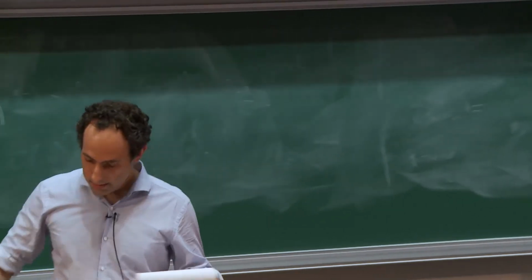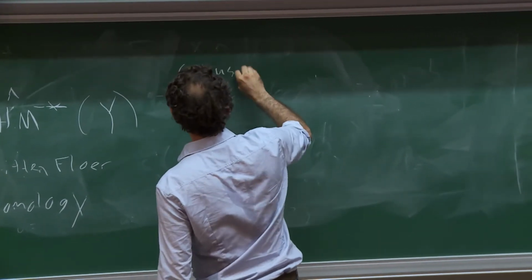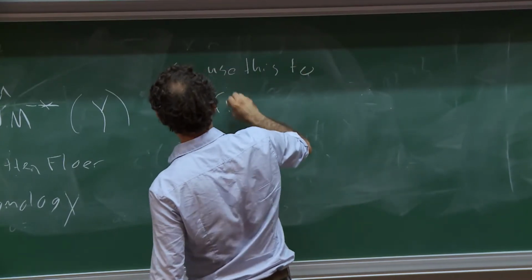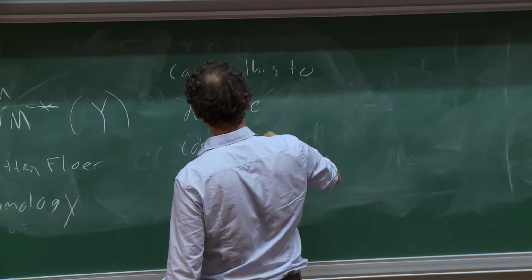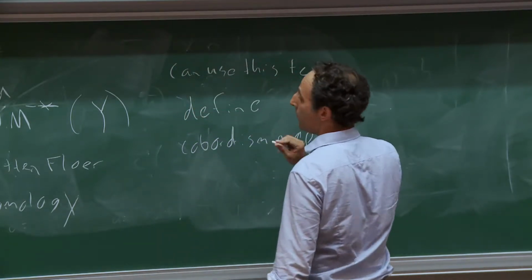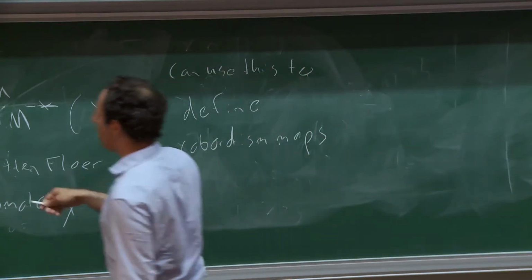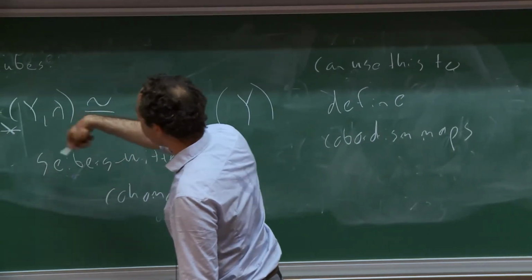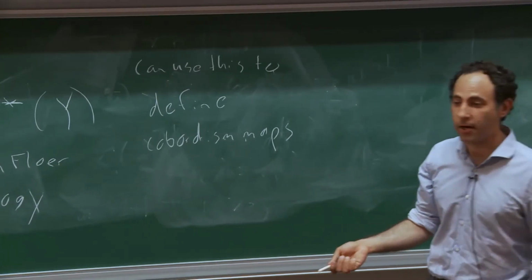Okay. So we can use this to define cobordism maps, by which I mean, well, if there's one thing that should probably be clear from this summer school, if you want to define a cobordism map on some version of symplectic field theory, normally that gets extremely hairy.